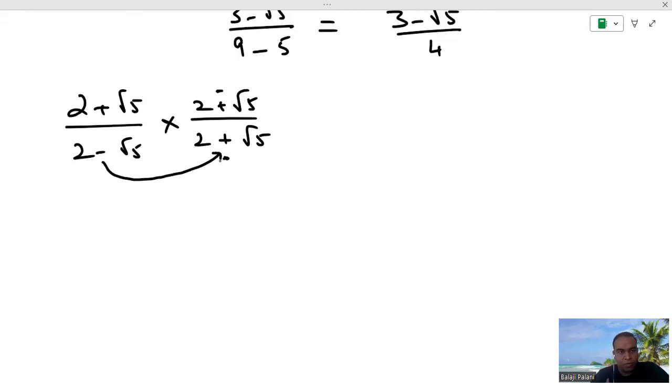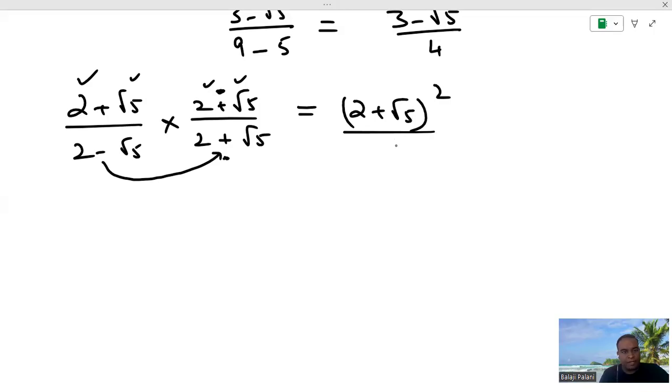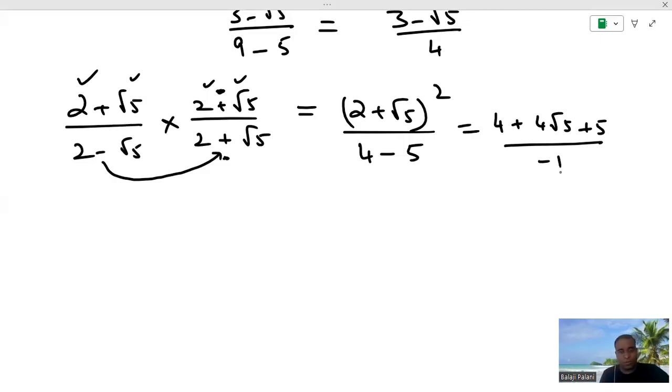Revisit this video one more time or two, as many times as you want, and get rid of this basic concept. The numerator, if you see, is the same number with the same sign: 2 plus root 5, 2 plus root 5. So you have to write it as 2 plus root 5 the whole square. In the denominator, a square minus b square. So the numerator is now a plus b whole square, so a square plus 2ab plus b square, divided by minus 1. This is how this problem changes after the process of rationalization.